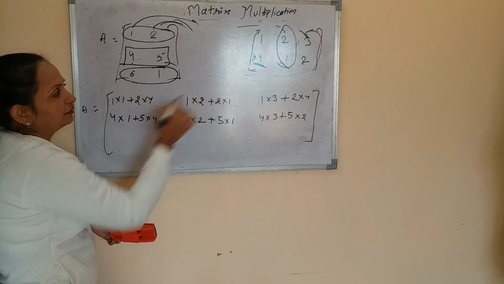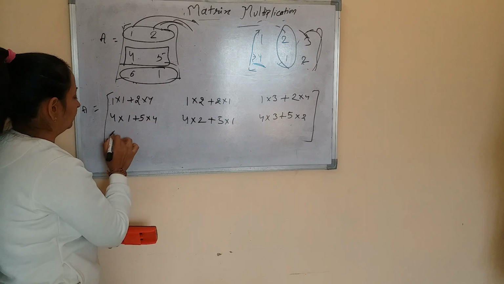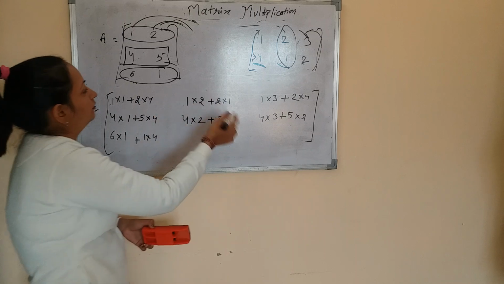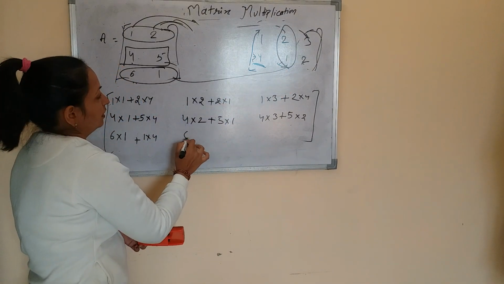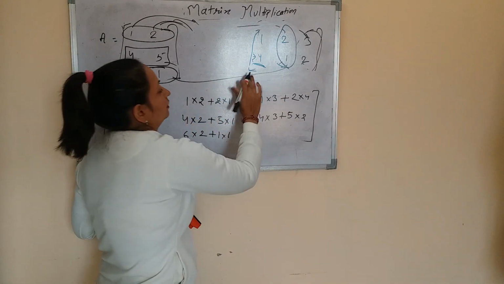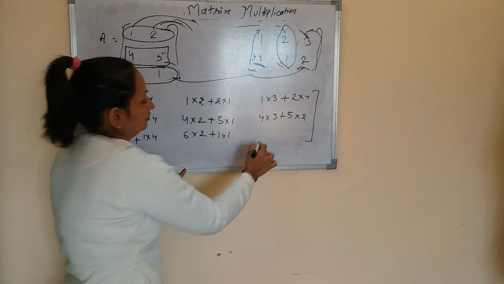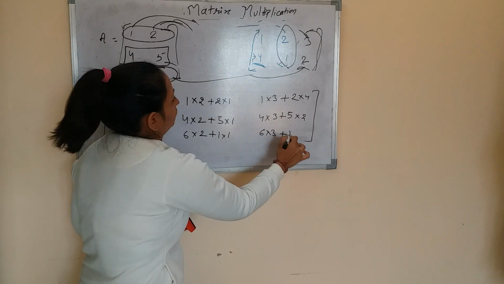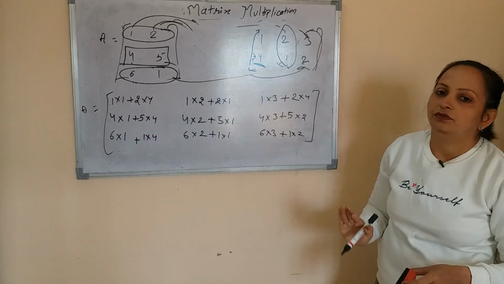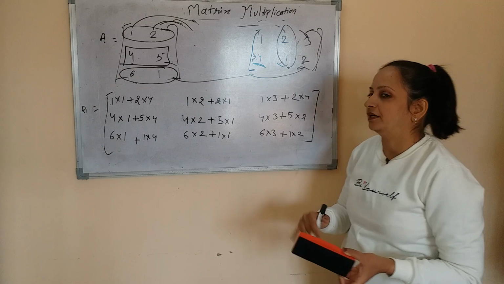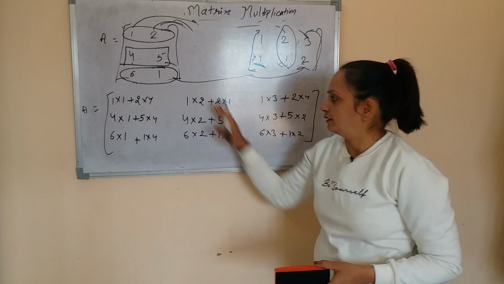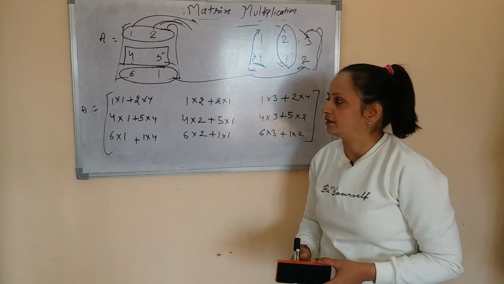So I am multiplying the third row to each of the columns, starting with the first column, 6 into 1 plus 1 into 4. Now I am moving to the second column, 6 into 2 plus 1 into 1. Now I am moving to the third column, that is 6 into 3 plus 1 into 2. I am writing it here in detail just so you can understand the concept, which row, which element is multiplied to which column. That's why I write it here in detail. Now you can summarize the result.